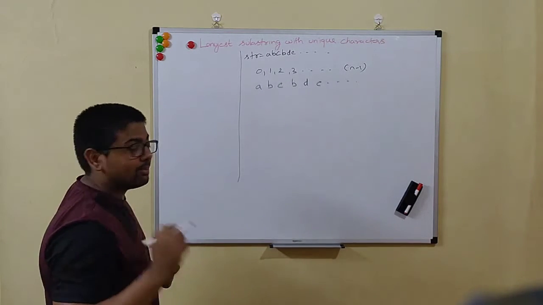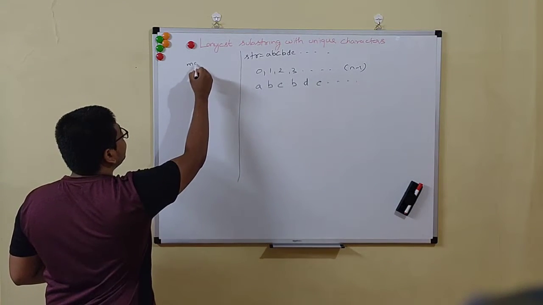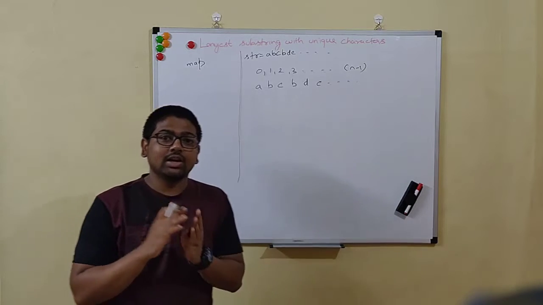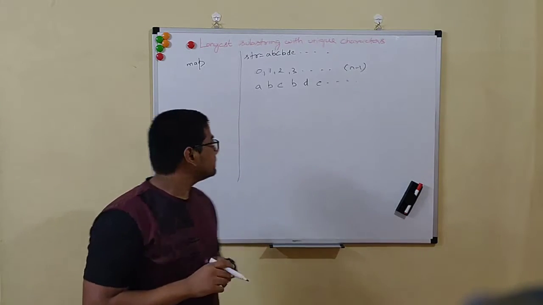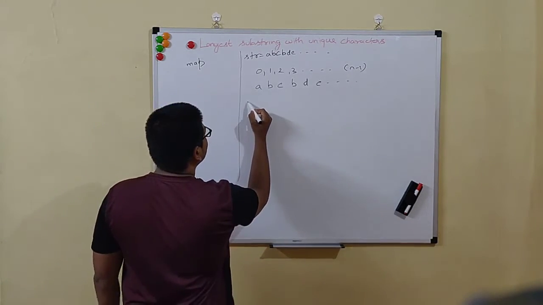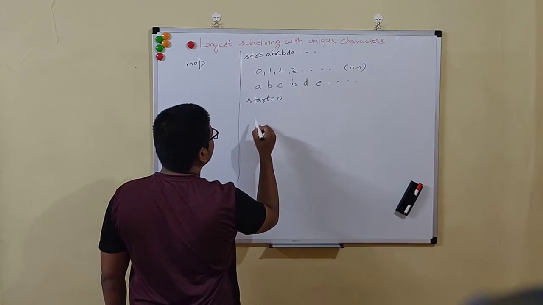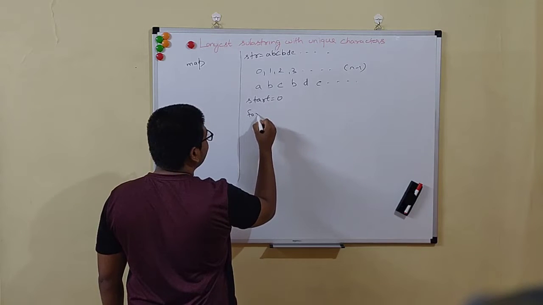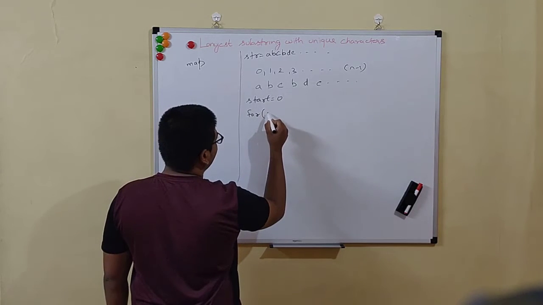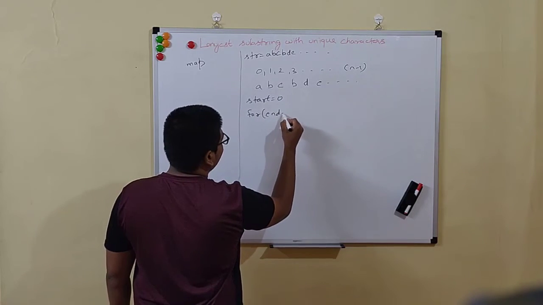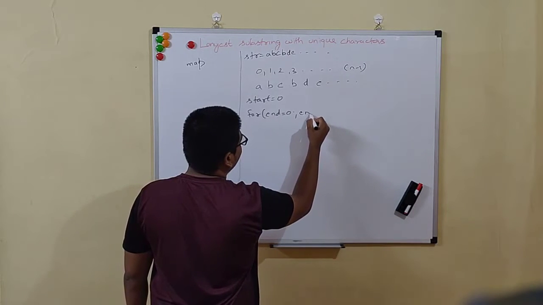We are also going to use a map here, which is basically going to store the last occurrence of the character that we are seeing. So let's start our window by initializing start to 0, and we will use the end to traverse the whole string. So end will start from 0 and it will go on till end.